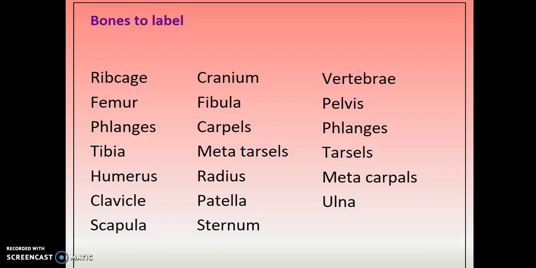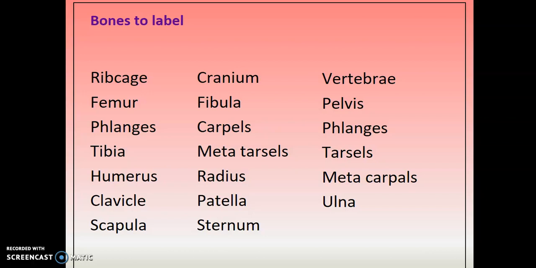So the rib cage, femur, phalanges, good one I know, very funny, tibia, humerus, clavicle, scapula, cranium, fibula, carpals, metatarsals, radius, patella, sternum, vertebrae, pelvis, phalanges, tarsals, metacarpals, and ulna. You'll also find them listed in your fact book.